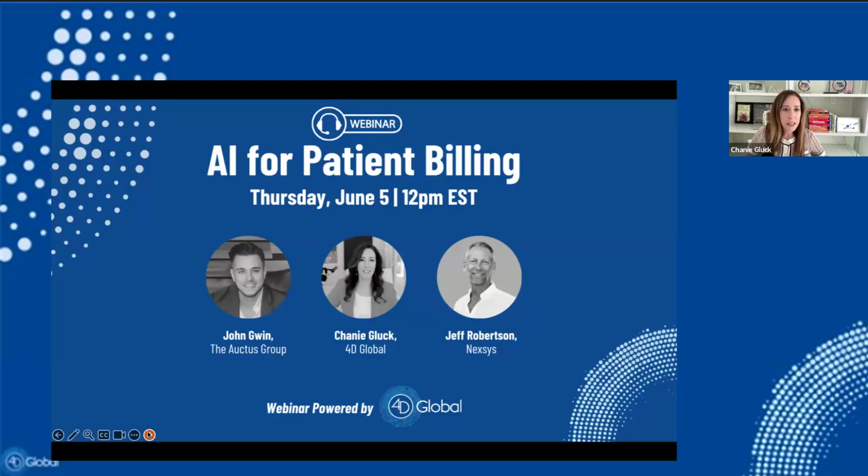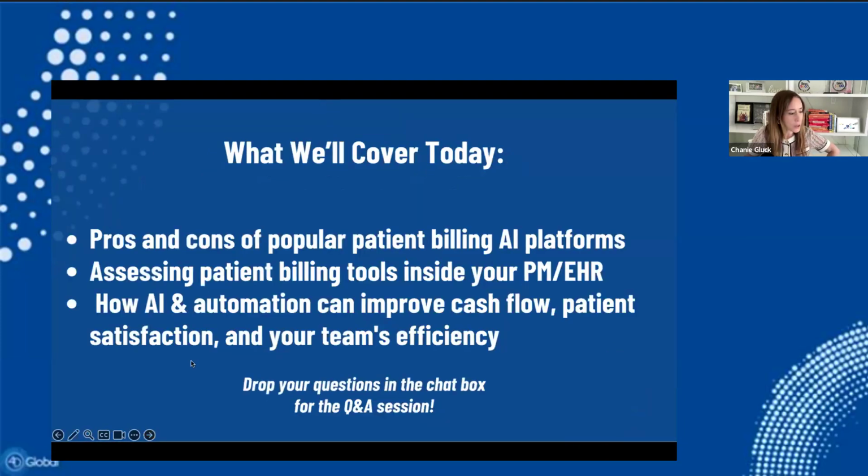Okay, as we get to our slide two, here we go. This is an overview of what we're going to be covering today. The pros and cons of popular patient billing AI platforms like Raxia and Inbox Health, assessing built-in patient billing tools inside your PM and HR systems, and how AI and automation can improve cash flow, patient satisfaction, and your team's efficiency, and more. As a reminder, don't forget to drop any questions you have throughout the webinar in the chat box below, and we'll answer as many questions as we can in the last 15 minutes.